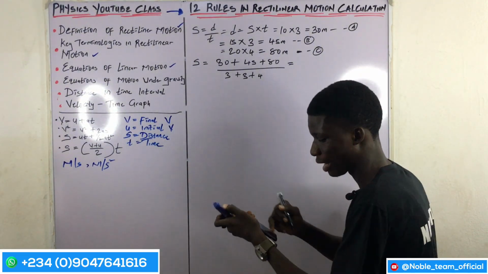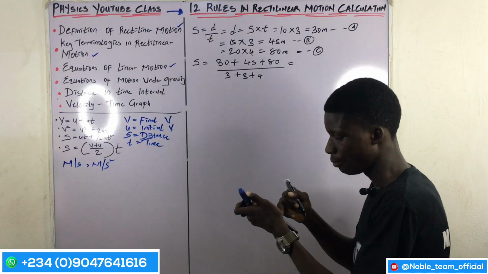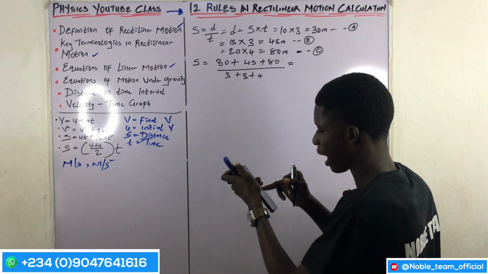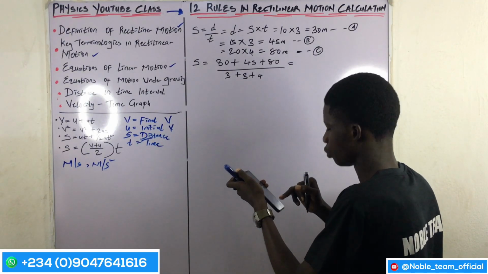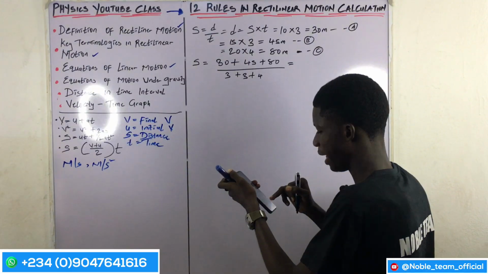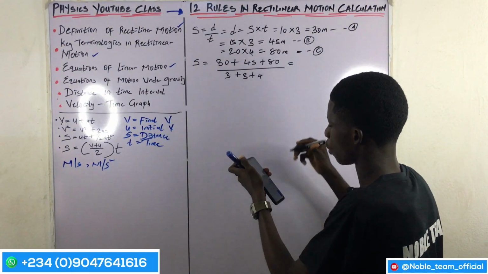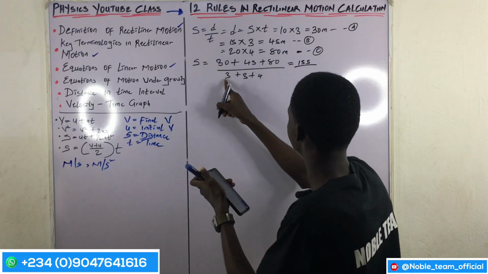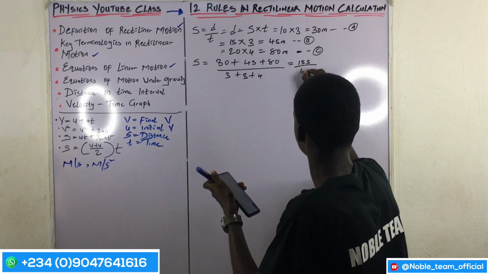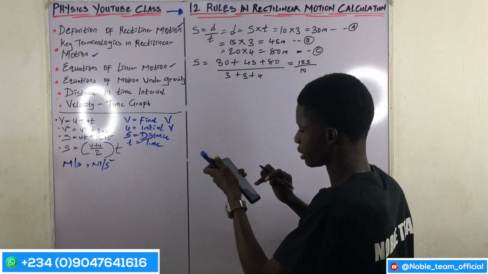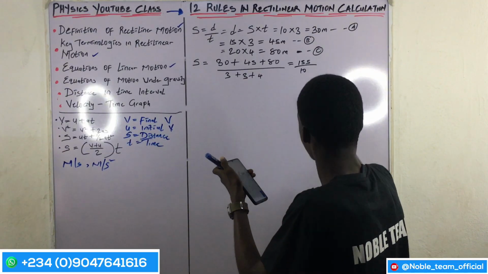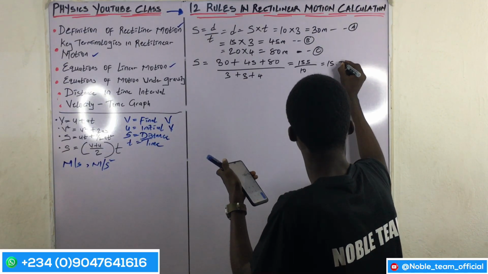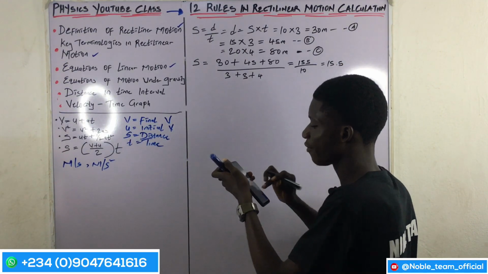Now let's punch our calculator. Make sure that you are doing what you are punching. We have 30 plus 45 plus 80, which is 155, divided by 3 plus 3 plus 4, which is 10. 155 divided by 10, and we're having 15.5 meters per second.